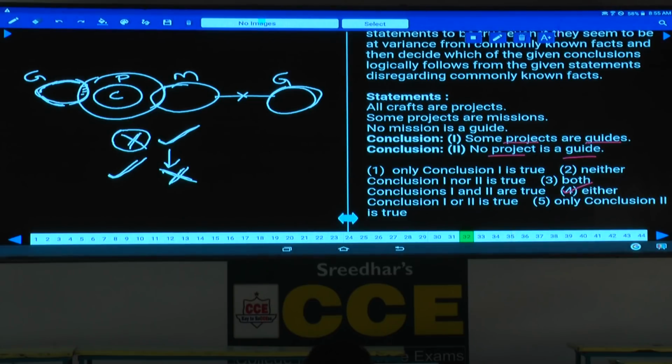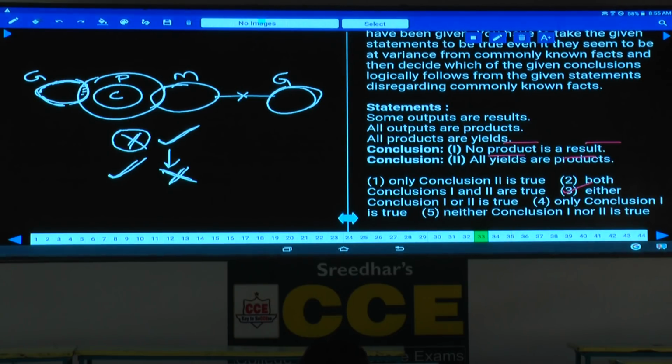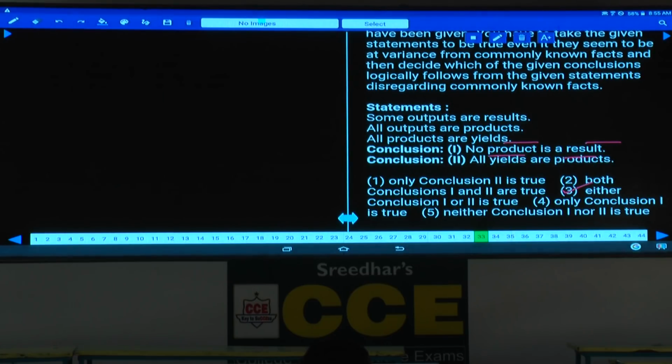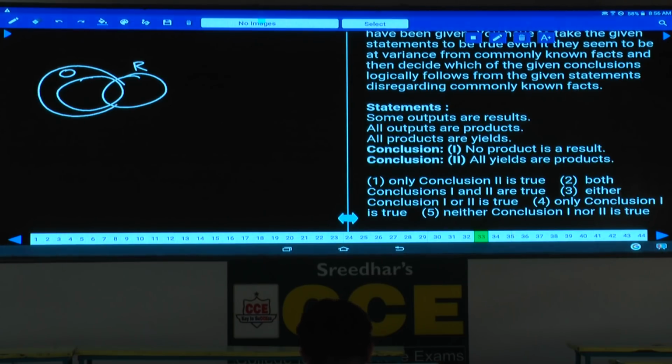Done with this? Now, this is about question number 32, choice four. Then 33. Now, in this 33, some outputs are results. Some of the outputs are results can be written like this. Output and result, these are outputs and these are results. The next one, all outputs are projects. All these outputs are what? Projects. And next one, all outputs are products, and all products are yields.